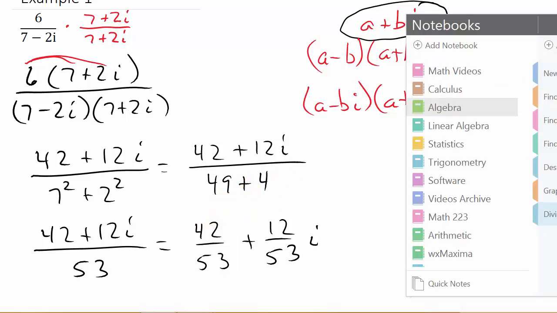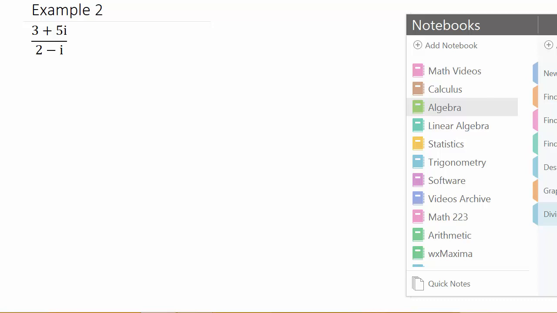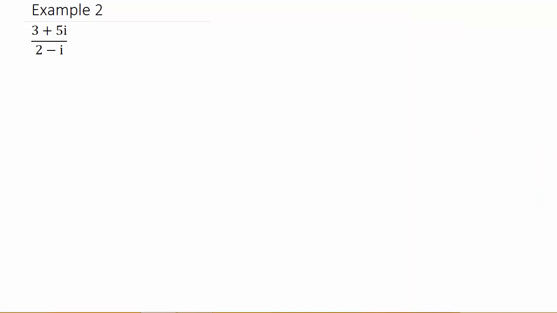All right, I've got 5 examples, and it pretty much covers everything you'll come across. All right, so let's look at this. Let's rationalize the denominator. So I'm going to multiply numerator and denominator by 2 plus i. Multiply by the conjugate. That's going to get the i out of the denominator.